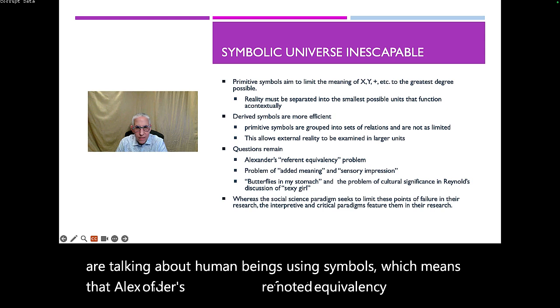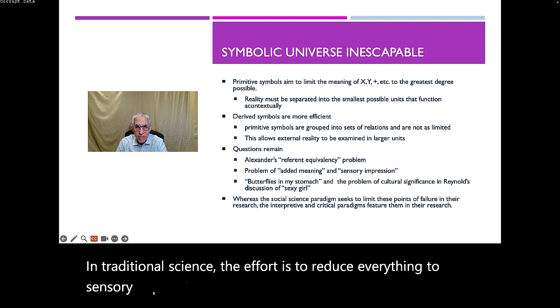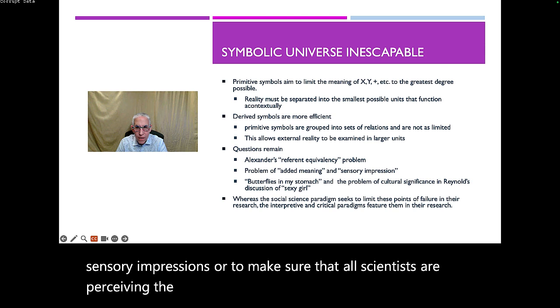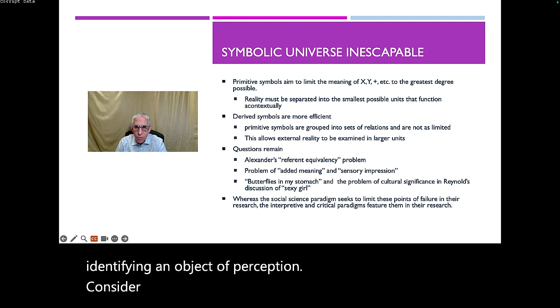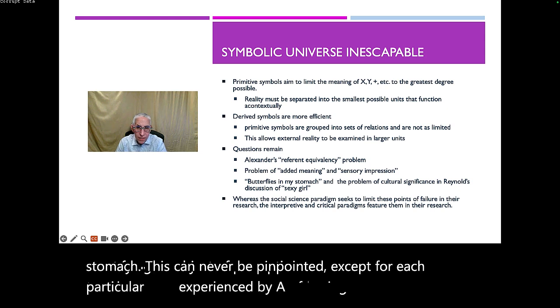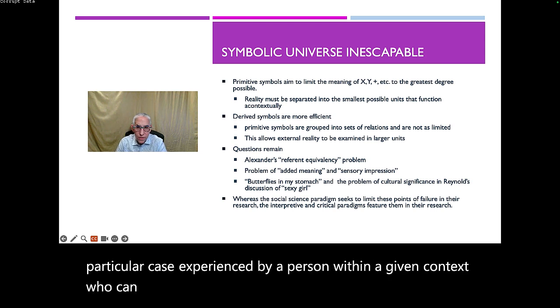In traditional science, the effort is to reduce everything to sensory impressions, or to make sure that all scientists are perceiving the same unit of reality in the same way or as the same thing. But when it comes to human beings, our sensory impressions or perceptions are always more involved than identifying an object of perception. Consider the sensory perception of having butterflies in your stomach. This can never be pinpointed except for each particular case experienced by a person within a given context who can say that they have butterflies in their stomach.